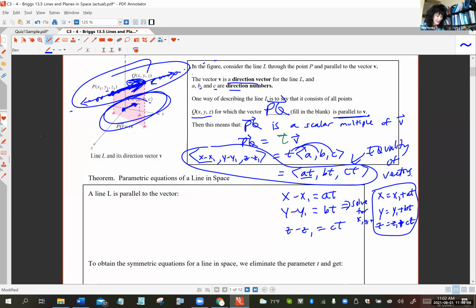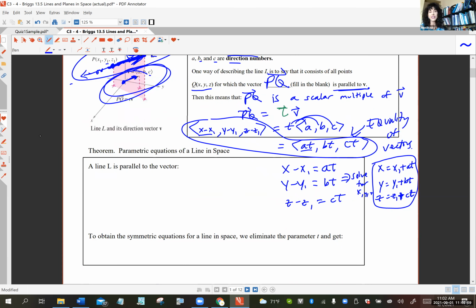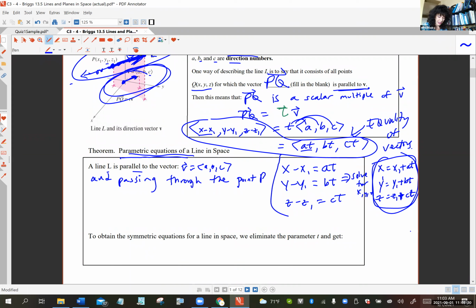Now, that brings us to the theorem, which is basically going to restate all this, that these 3 equations are called the parametric equations of a line in space. That's their name. So I'm going to do it officially now. A line L is parallel to the vector v with components a, b, c. That's the direction vector. And passing through the point P, is represented by the parametric equations.